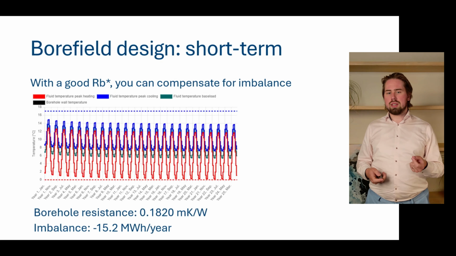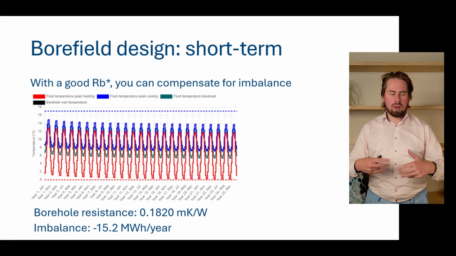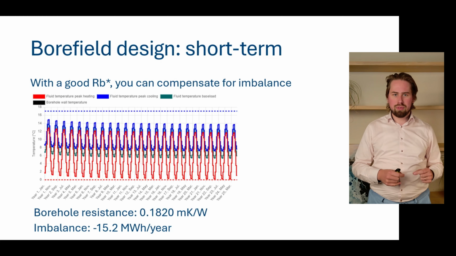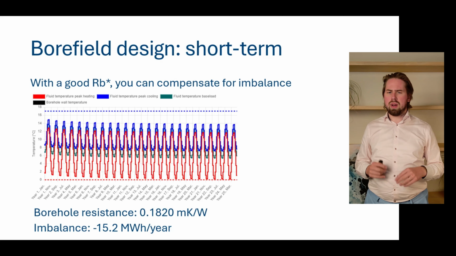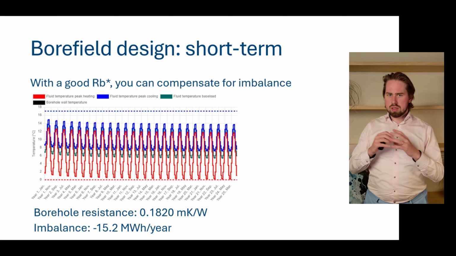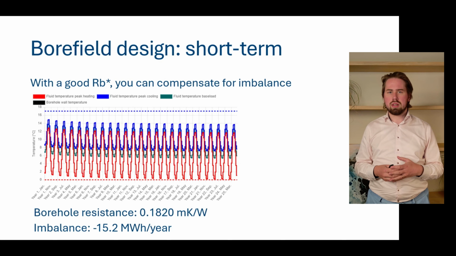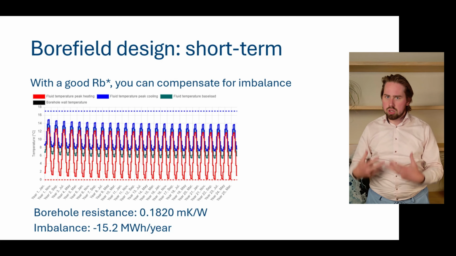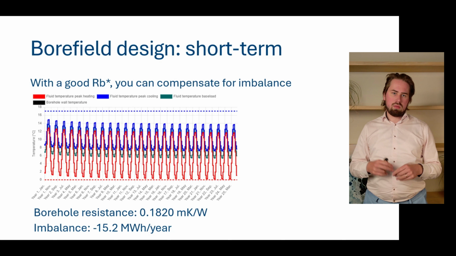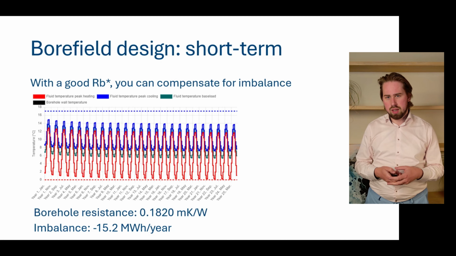And the reason for that is that you can compensate or tolerate quite a lot of imbalance if you have a good borehole resistance. So this is an example of 5 boreholes with a borehole resistance that's not that great. It's 0.18 meter Kelvin per watt. And you can see after 25 years we reach our minimum limit. And in this case we have an imbalance of extraction dominated 15 megawatt hours per year.